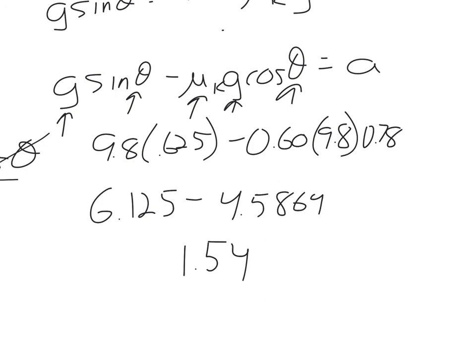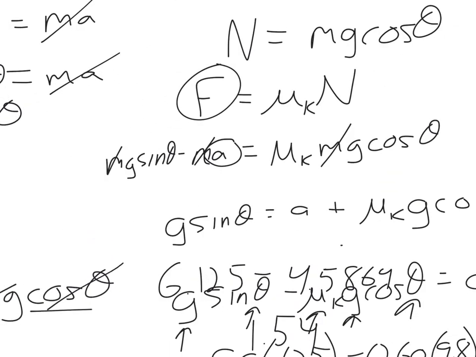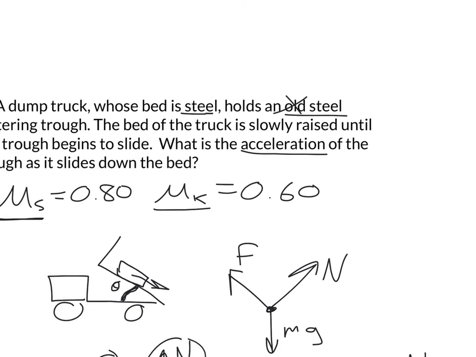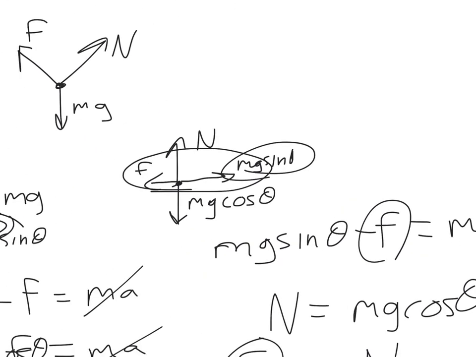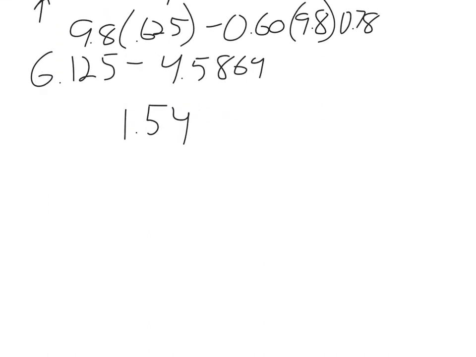What are my sig figs in this problem? There are no sig figs given in this problem. I guess I had to look up these values, and those are both to 2 sig figs, so I'm going to be at 2 sig figs in this problem. So I'm going to round this to this digit. So 1.5, and it was an acceleration, so it's meters per second squared. So this thing will accelerate off the end of the dump truck at 1.5 meters per second squared.